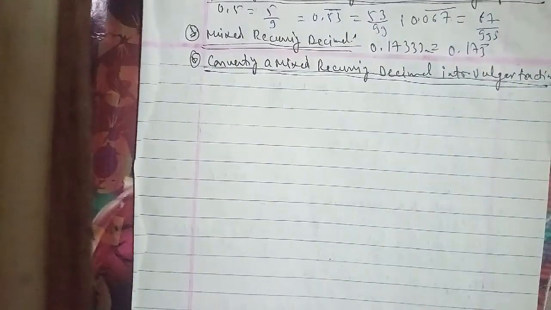In the numerator, take the difference between the number formed by all the digits after the decimal point, taking repeating digits only once, and the number formed by the digits that are not repeated. In the denominator, take as many nines as there are repeating digits, followed by as many zeros as there are non-repeating digits.